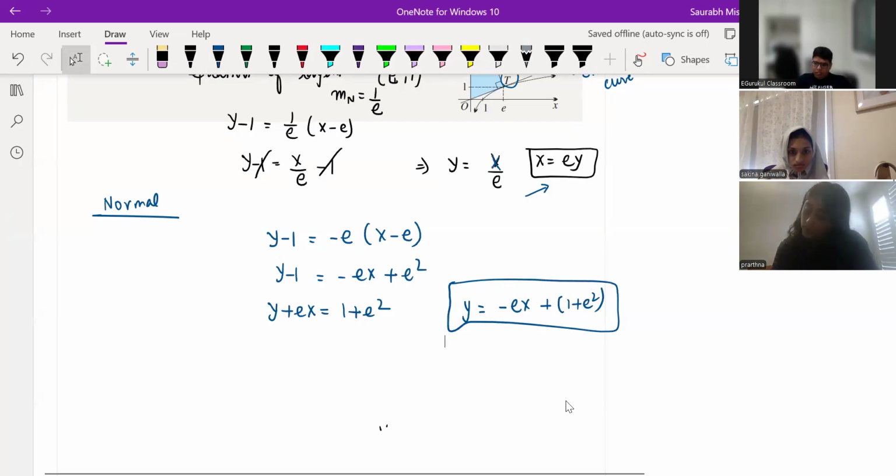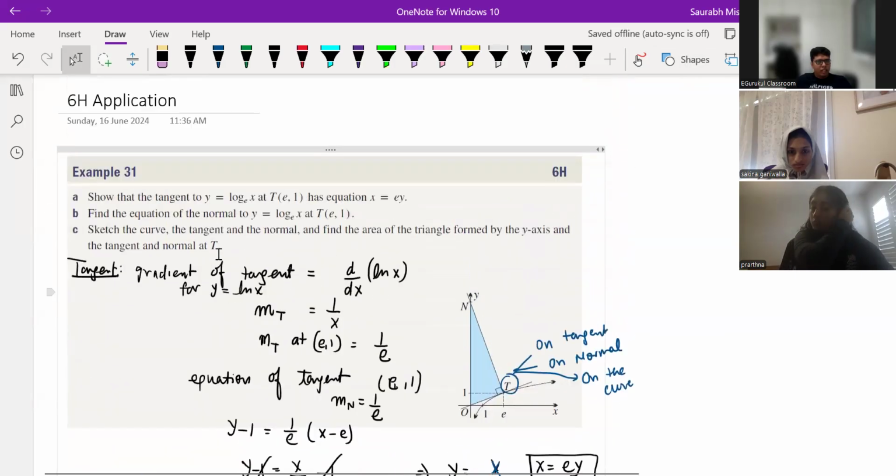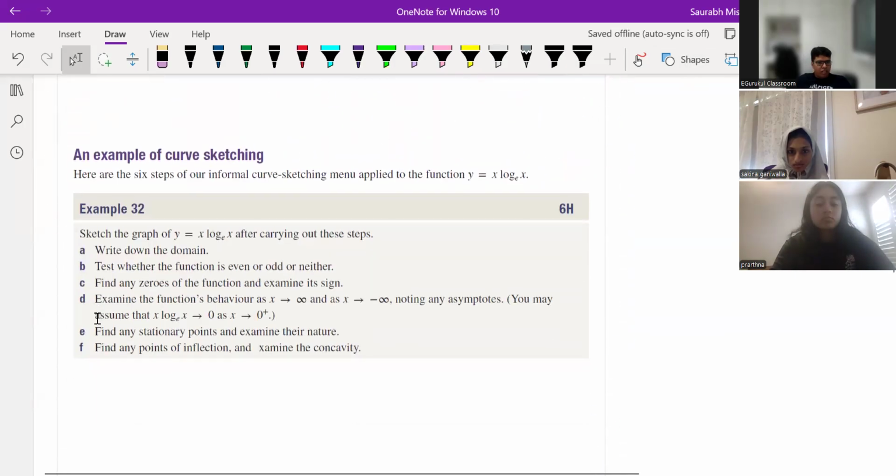Yeah. But there is nothing wrong if you put y is equal to ex, because ax plus by is equal to c is also equation of the straight line. Okay, all good. This is what I wanted to do.